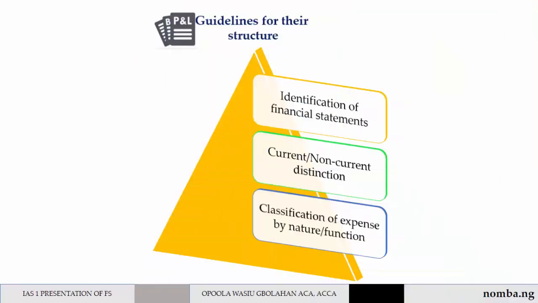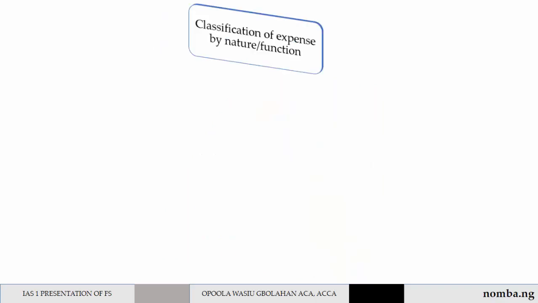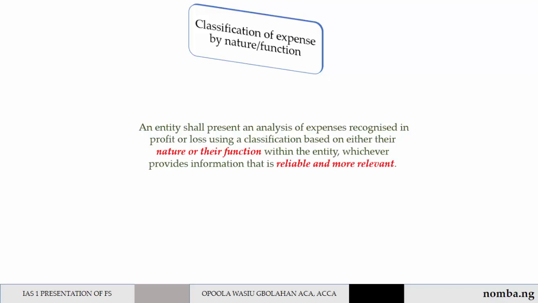Welcome back. Now let's look at the third guideline for the structure of a financial statement, which is the classification of expense by nature or by function. An entity shall present an analysis of expenses recognized in profit or loss using a classification based on their nature or their function within the entity, whichever provides information that is reliable and more relevant.